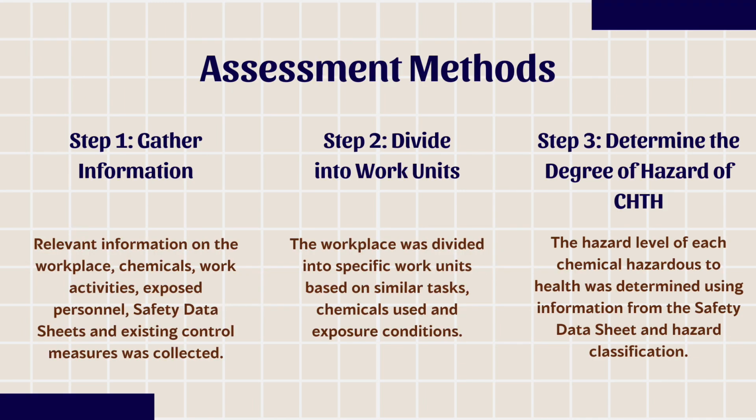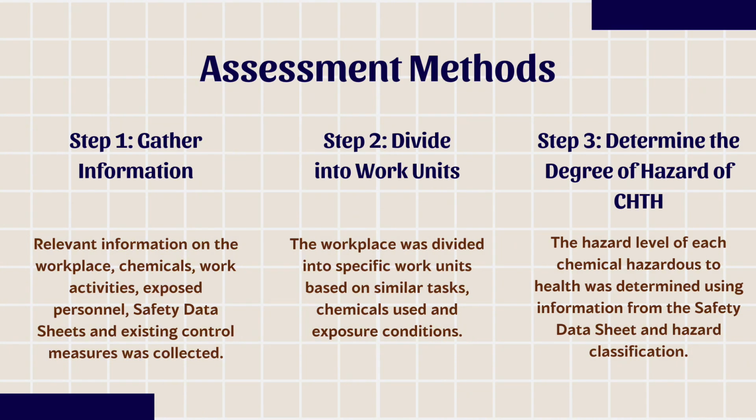The CHRA was conducted using 10 main assessment steps. The first step was to gather relevant information about the workplace. This included the chemical inventory, work activities, exposed personnel, safety data sheets, and existing control measures. The second step was to divide the workplace into specific work units. The division was made based on similar tasks, chemicals used, and exposure conditions. This allowed the assessment to focus specifically on workers who experience similar chemical exposure patterns.